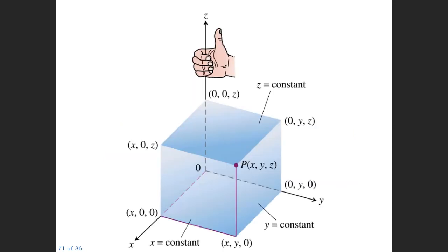Or there's another way to think about this. You could use your right hand, again using your thumb to point in the direction of the z-axis, and then your fingers point from the x-axis to the y-axis. Whichever one of these makes more sense to you, use your left hand or use your right hand.